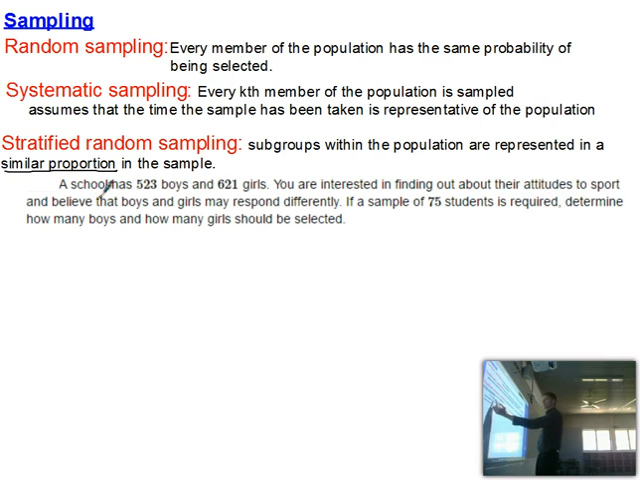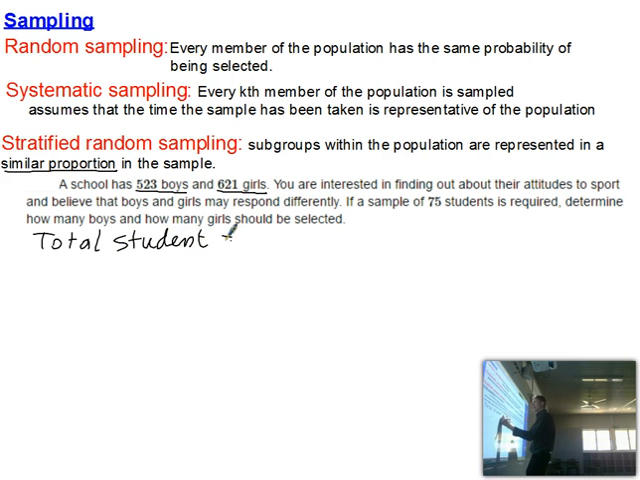We've got a school that has 523 boys, 621 girls. Now you have to think, well, what's the total of the students there? So the total students at this school is the addition of the two. So let's work at that. Total students, add the two together, and we've got 1,144.